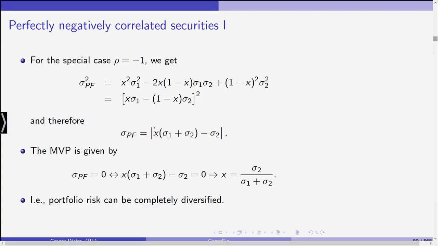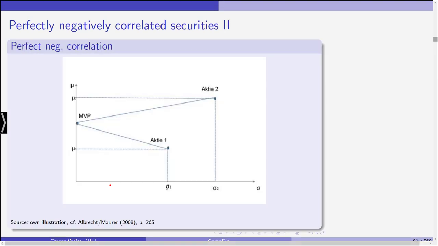Now, for the special case rho equal to minus 1, so perfect negative correlation, we do the very same. We calculate the portfolio variance. We calculate the minimum variance portfolio, in which case X is equal to sigma 2 divided by sigma 1 plus sigma 2. And we see that in this case, we can diversify portfolio risk completely. So we get a perfect hedge. Portfolio risk, given by the volatility of the portfolio return, is equal to 0. So that's one result here.